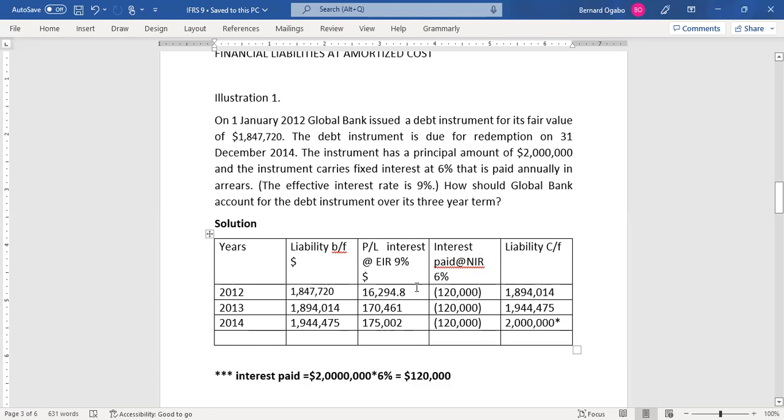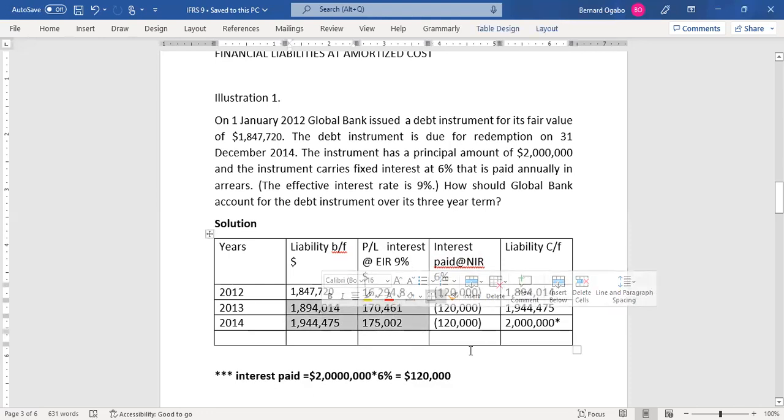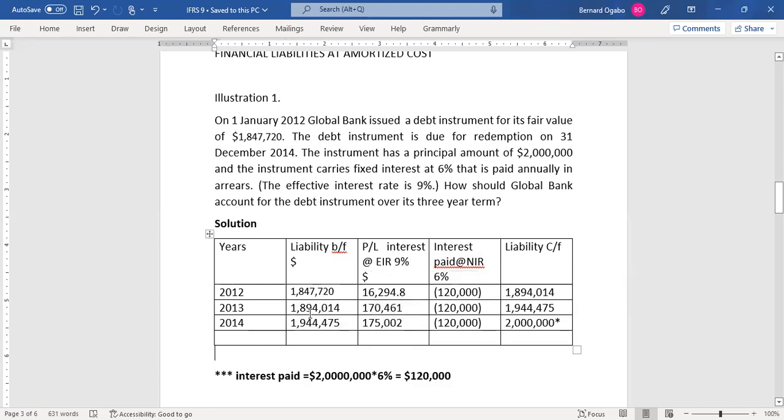I also add the interest at the effective interest rate. So 9% of 1,894 gives me 174,661. I also subtract the interest paid for year two. It gives me 1,944,475, which is the carrying value of the liability at the end of the second year. It becomes the opening carrying value at the beginning of the third year.